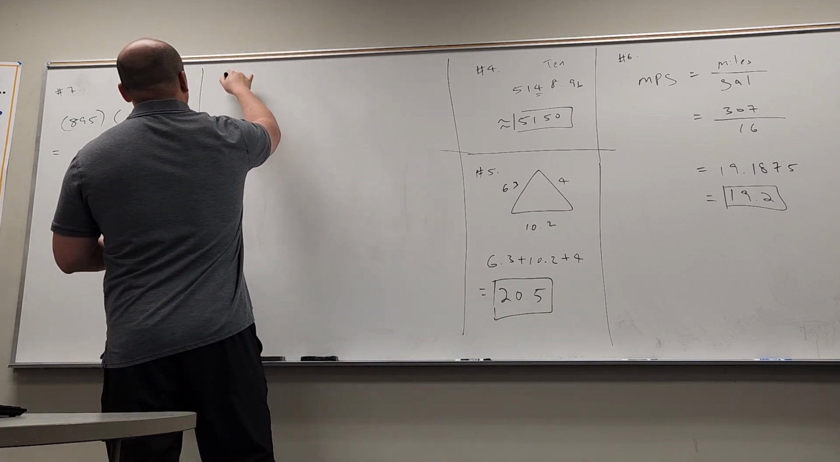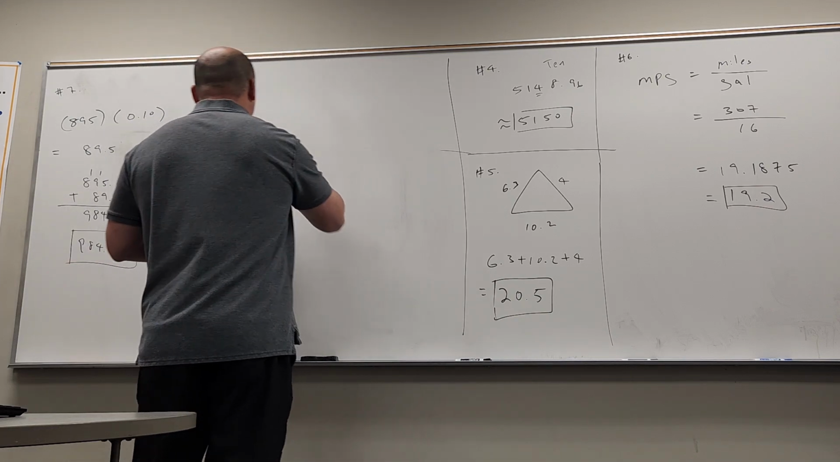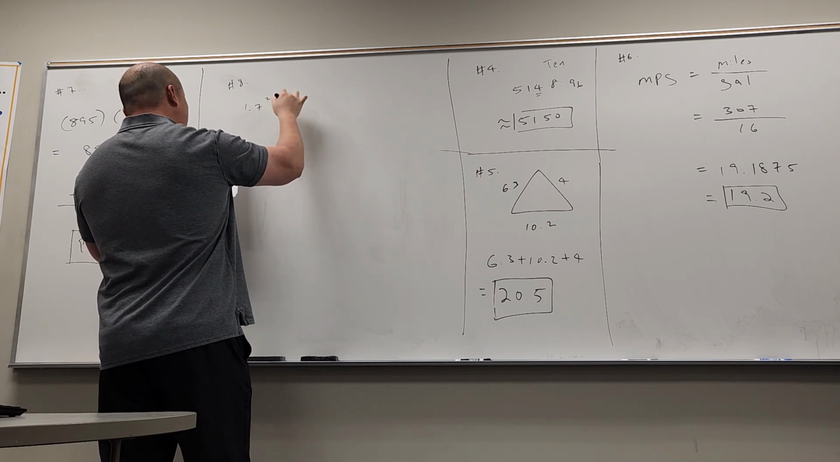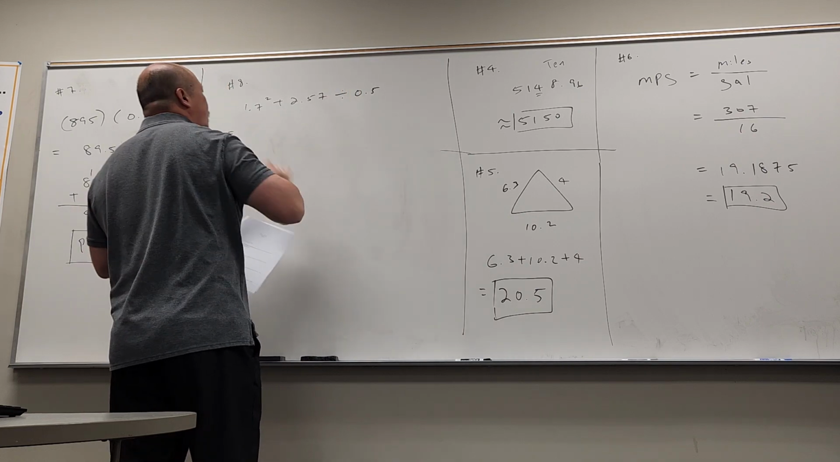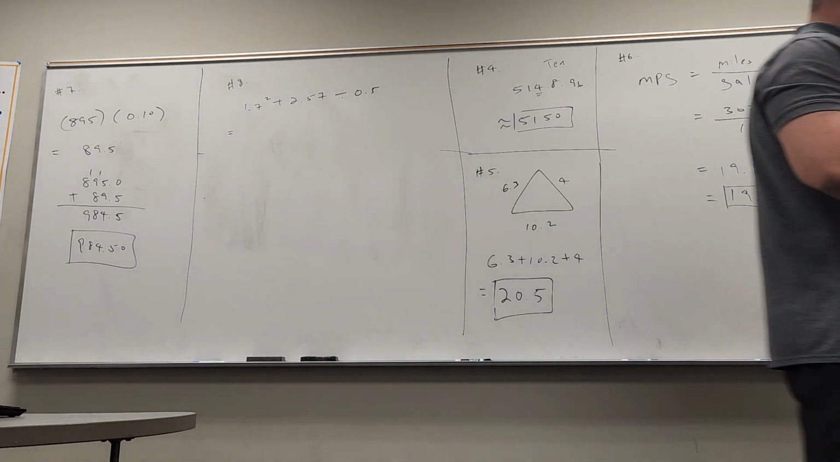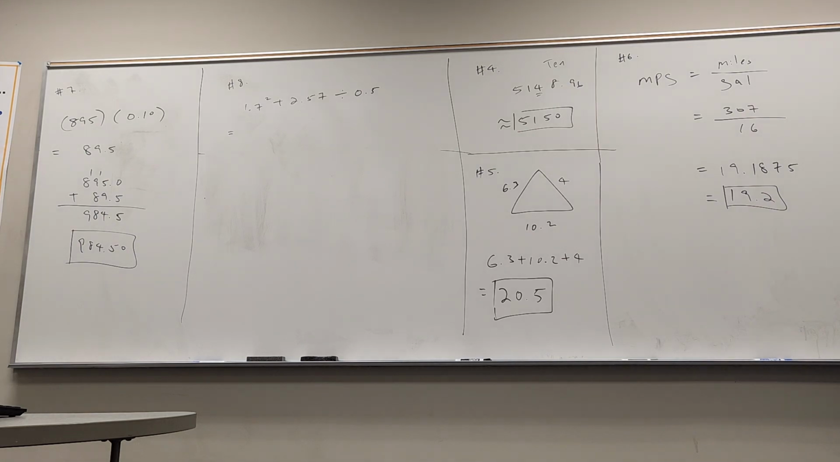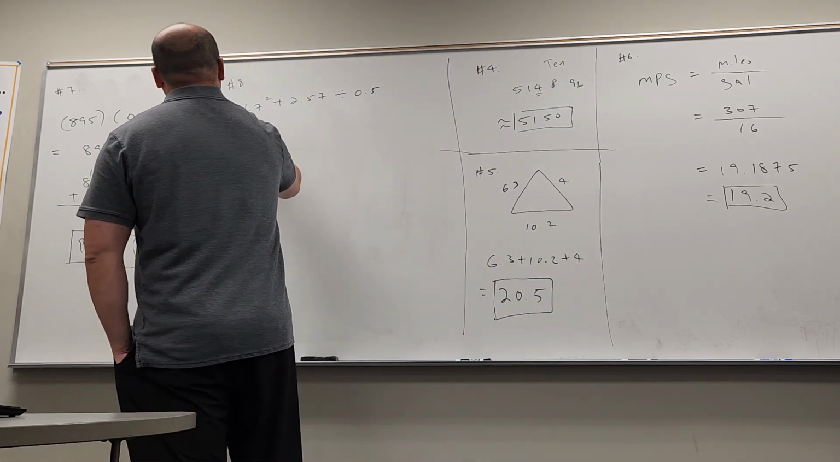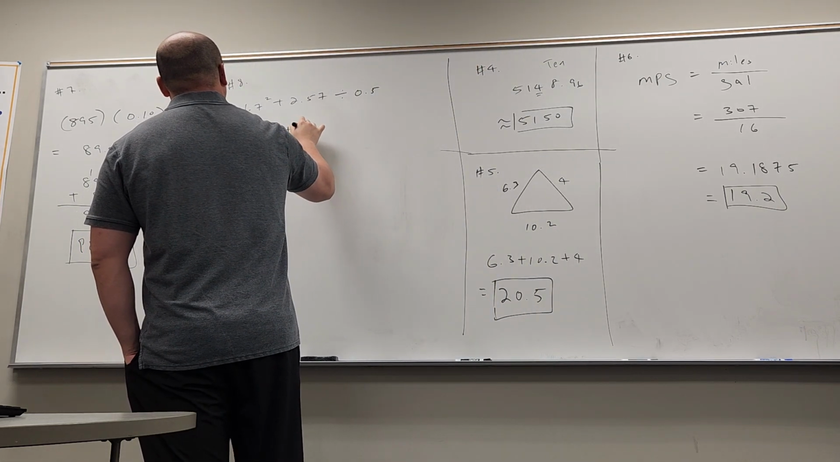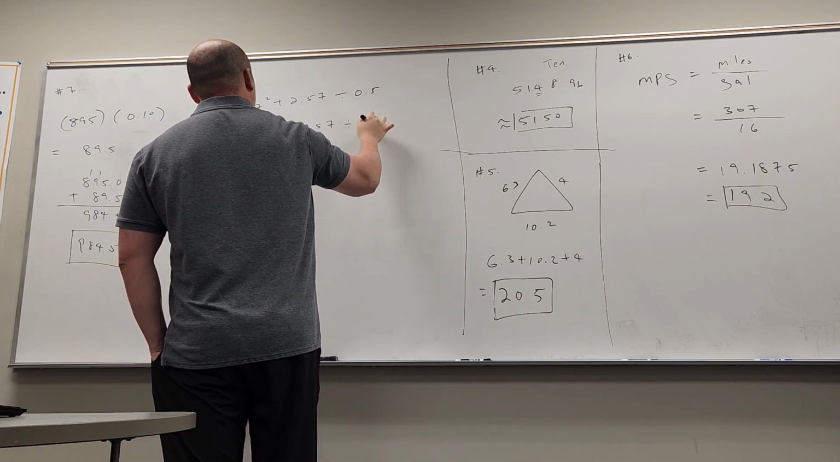Now number 8. Number 8 is 1.7 squared plus 2.57 divided by 0.5. It looked crazy because of all this order of operations stuff. But here's what I say all the time. Always focus on the square. The exponents come first before anything else. 1.7 squared, what is that equal to? 1.7 times 1.7? 2.89. Thank you. Something like that's right.